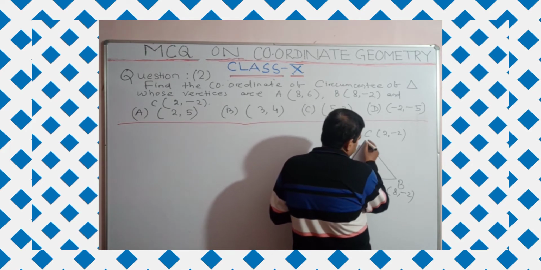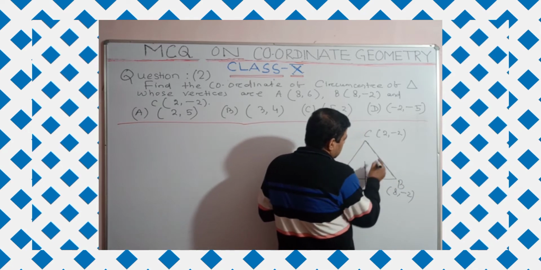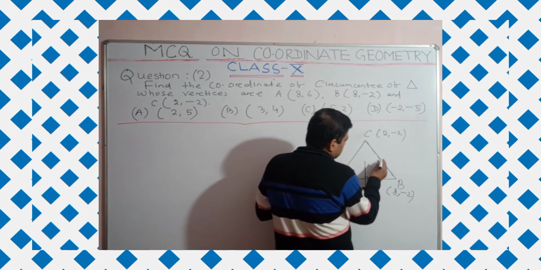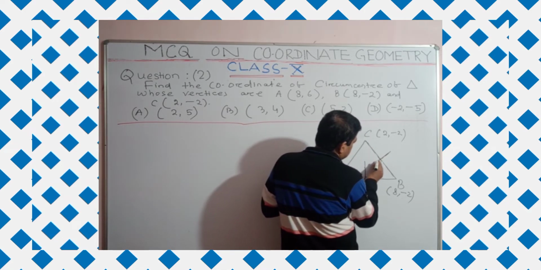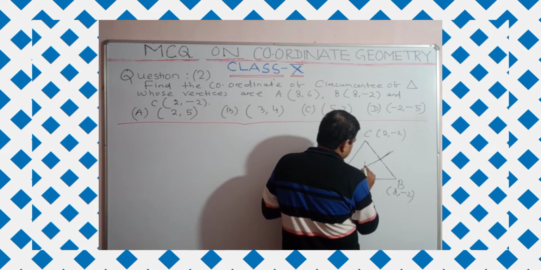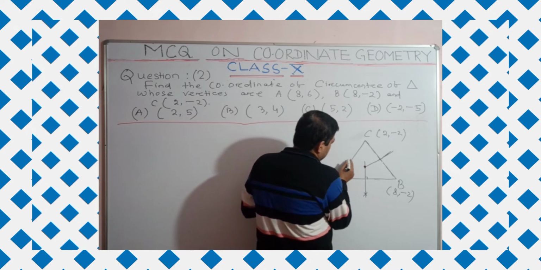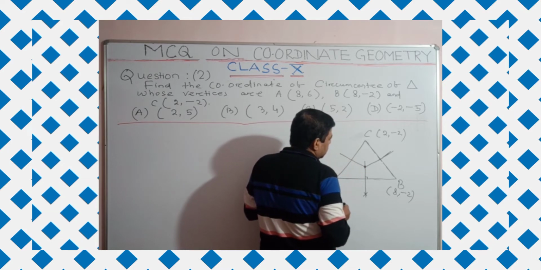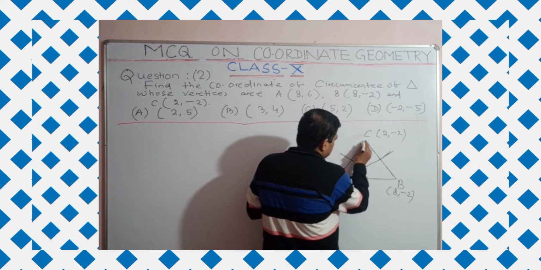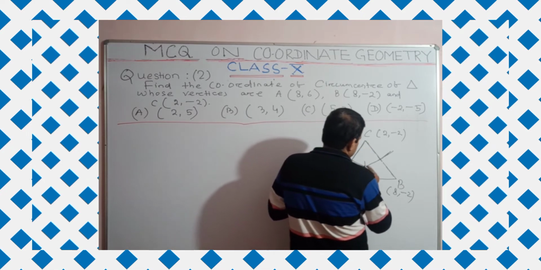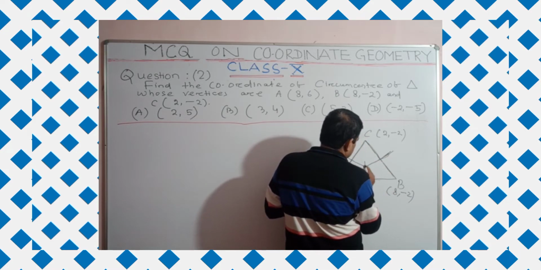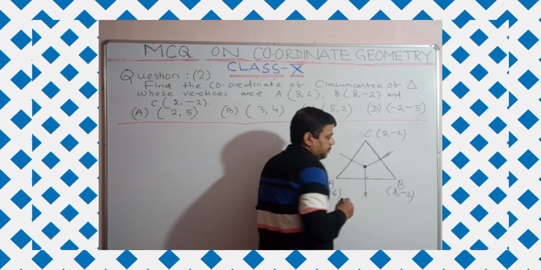Similarly, take another line segment BC, and draw the perpendicular bisector to the side BC. Here you see the perpendicular bisectors intersecting at this point. Similarly, if you draw another perpendicular bisector, it will intersect at this point. This is the perpendicular bisector of the line segment AC, and this is the perpendicular bisector of the line segment BC. They are intersecting, and this point is known as the circumcenter.